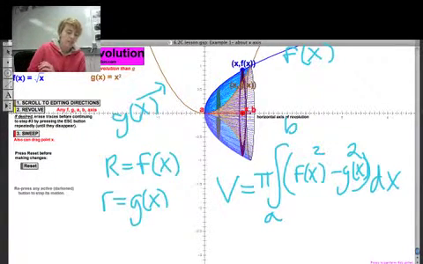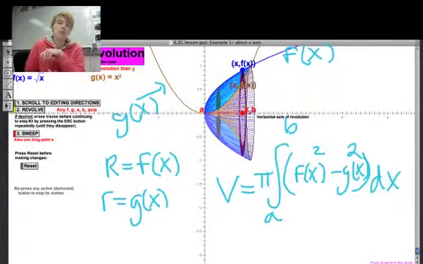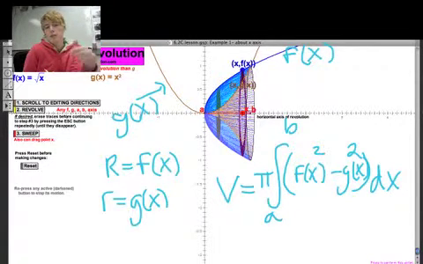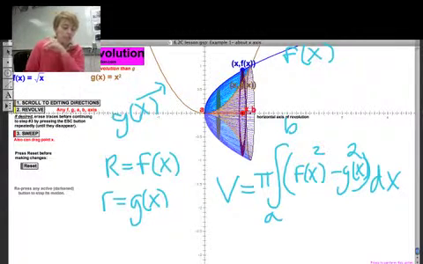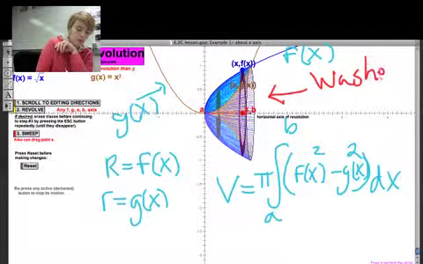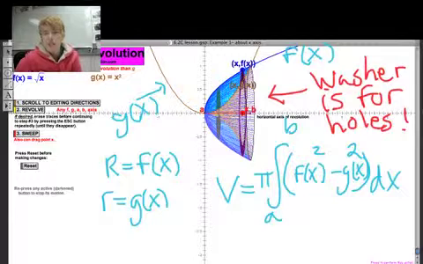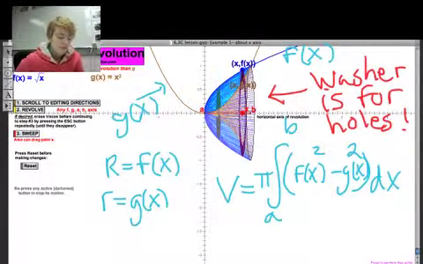So washer method, to recap a little bit, is helpful for when we have a solid formed by two functions, not just an f of x, but we have f and g. And when it spins, a hole is created in the center. So I'm going to write washer method is for when a hole is formed. Which happens more often than not, actually. So when we spin a rectangle around a curve and we end up forming this gap.